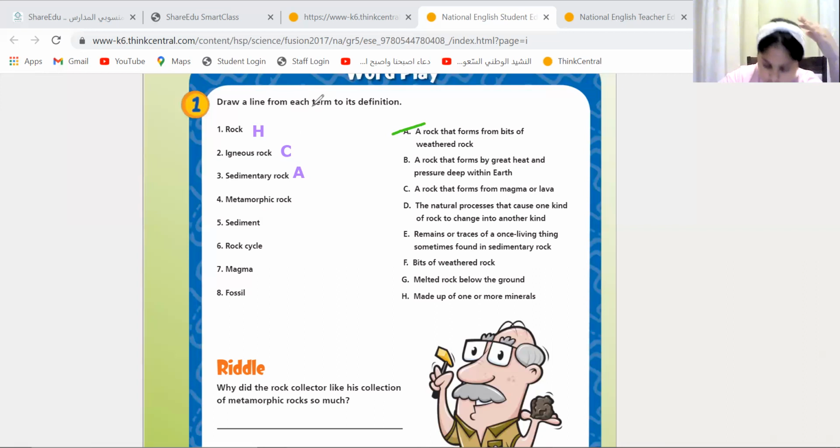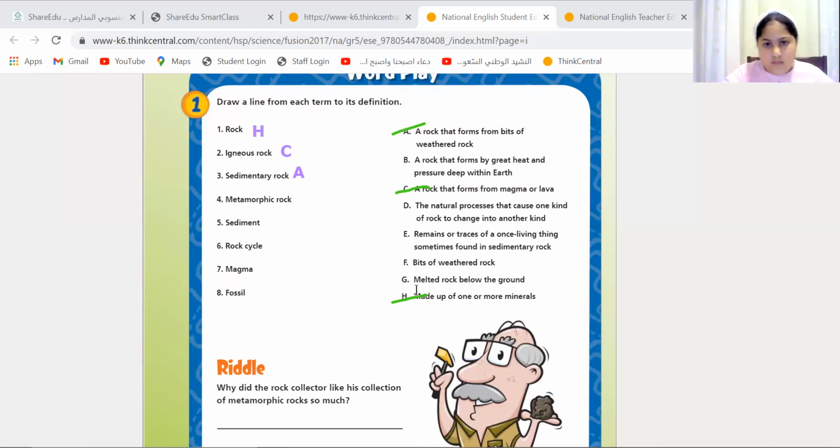No more A, no more C, and no more H. Try, read B, and then read D, E, F, G. Which one really matches? Is it melted rock below the ground? Are you sure? Metamorphic rock. It needs what and what? It needs heat and pressure.